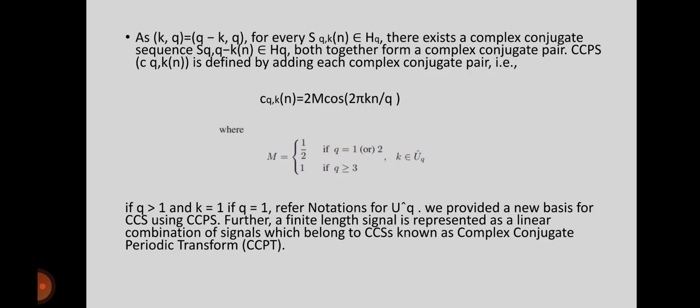We reinforce the notations for u power q. We provided a new basis for CCS using CCPS. Further, a finite length signal is represented as a linear combination of signals which belong to the complex conjugate subspaces, known as the complex conjugate periodic transform, or CCPT.